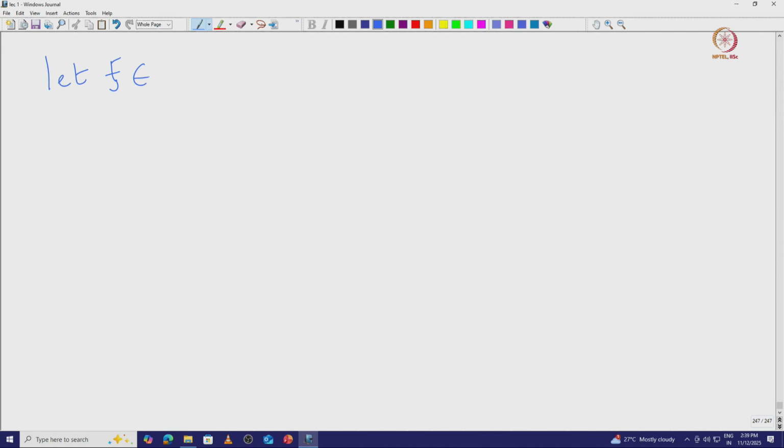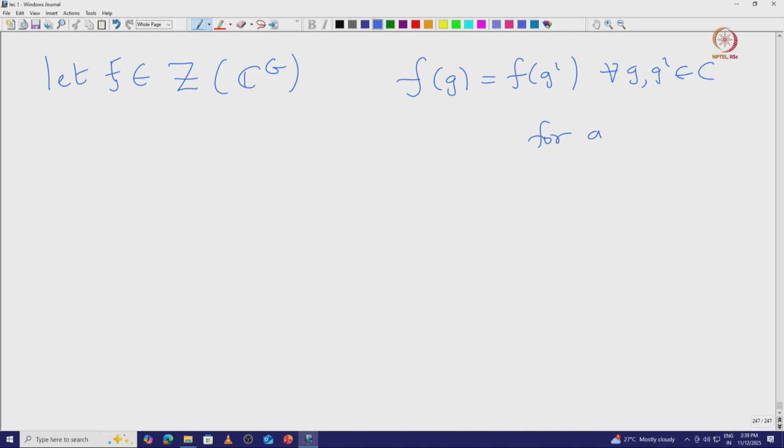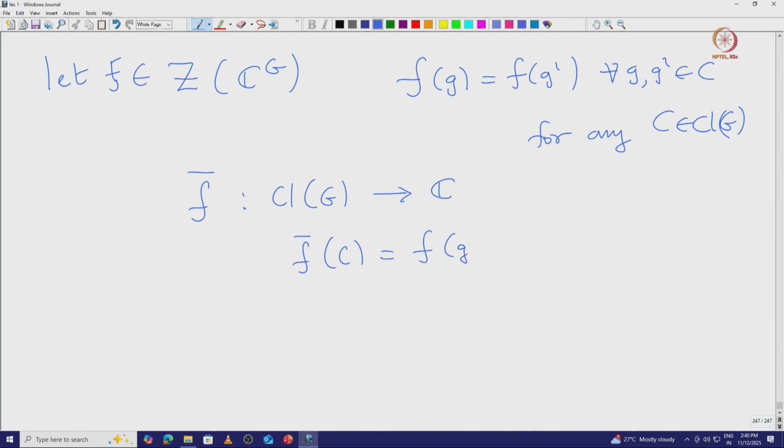So, let us start with the function f from this Z of C G. Since it is a class function, it satisfies the property that f of g equals f of g dash for all g, g dash from C, for any C in CL of G. Because of this, f induces a function f bar from the set of conjugacy classes to complex numbers, where f bar of C is defined as follows: you choose one g from the conjugacy class C and then define f bar of C to be f of g.